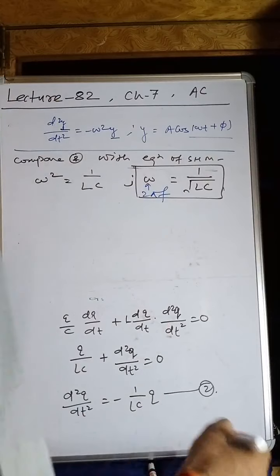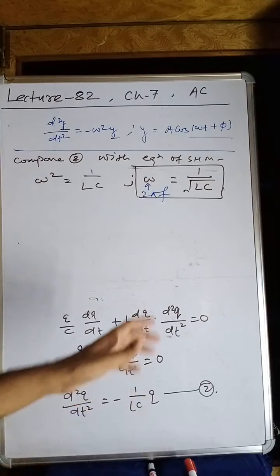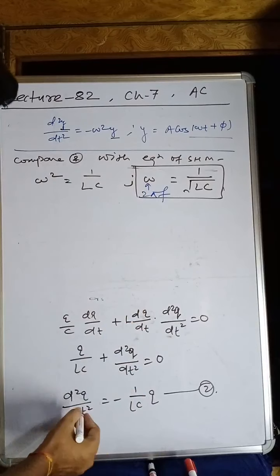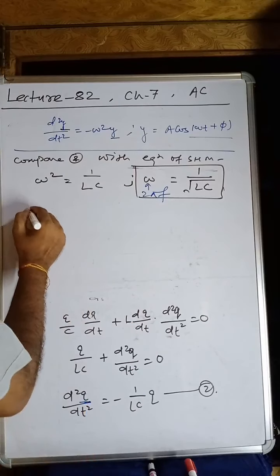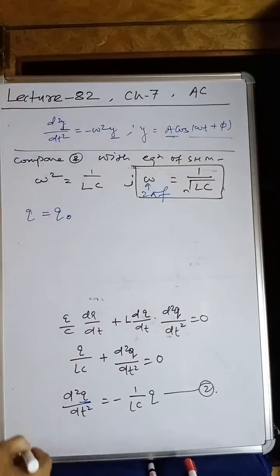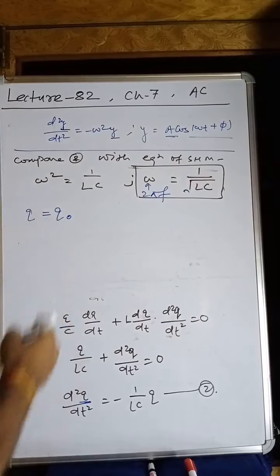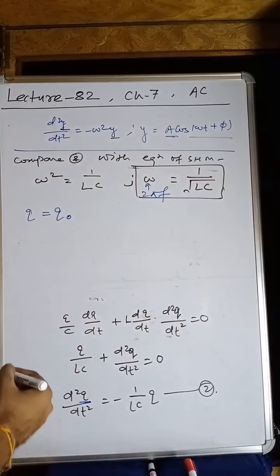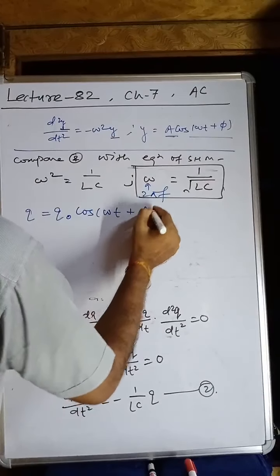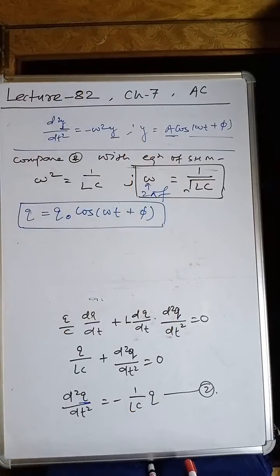Okay, my dear students, now listen carefully. If we have this as omega, what will be the solution of this equation? What will be the value of Q? Here we can write Q as Q naught cos of omega t plus phi, as A was the amplitude. So Q naught is the amplitude of this charge. Remember, my dear students, it is the amplitude.